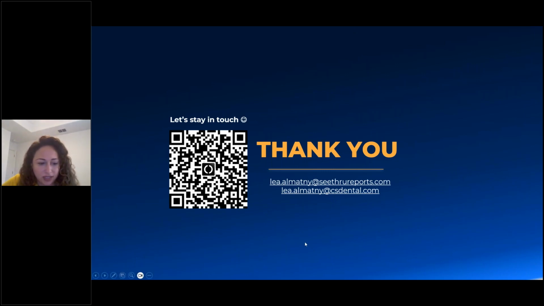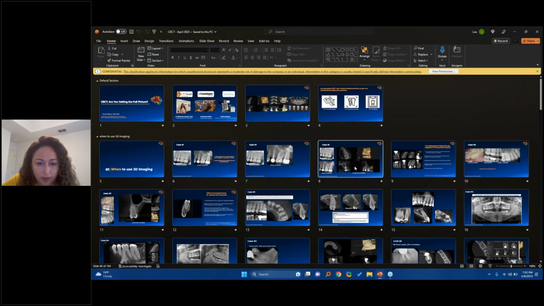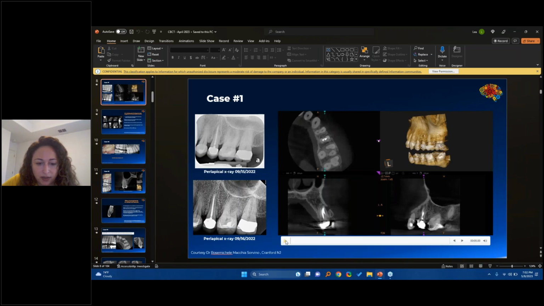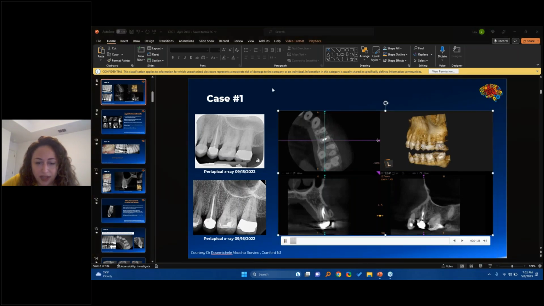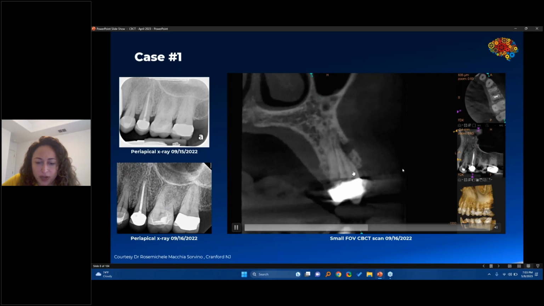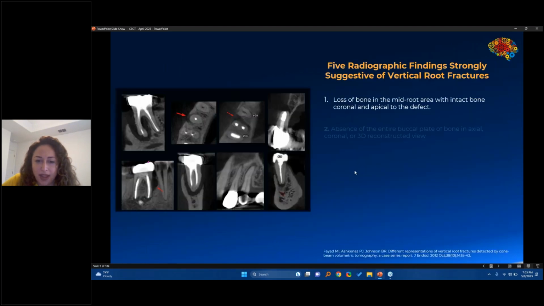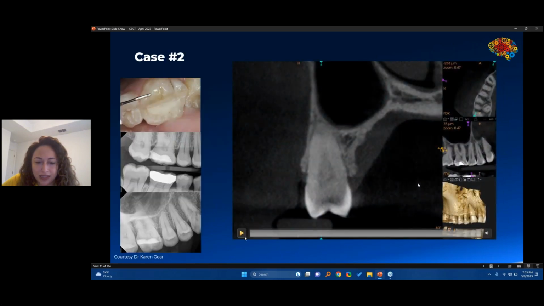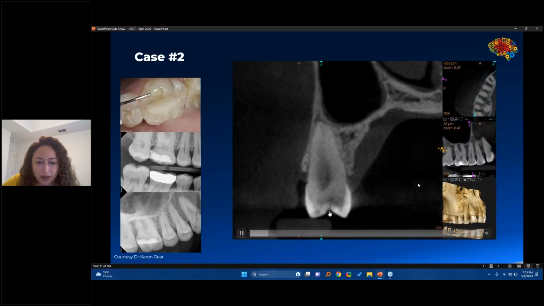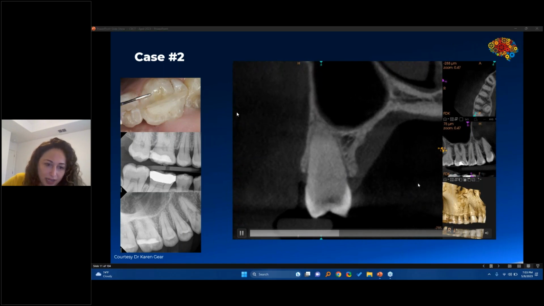Let me see if I can go back and show you. With this one, yep, if we play the video, you can see that here is the fracture we're looking at. And in our second case, let me show it to you again. You can see it extend from the occlusal plane and going down, going apical below the alveolar crest.